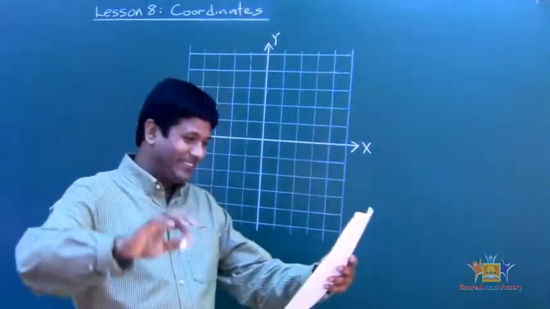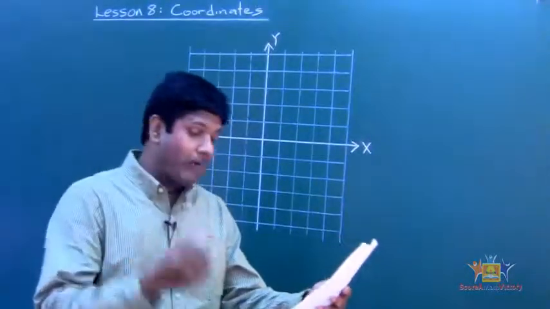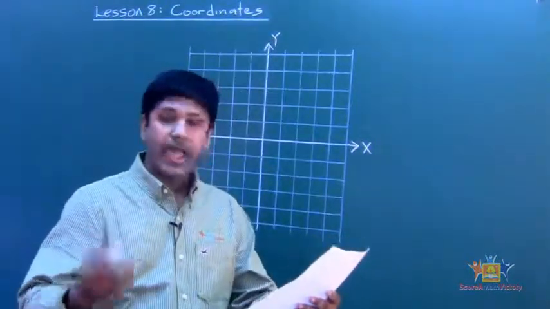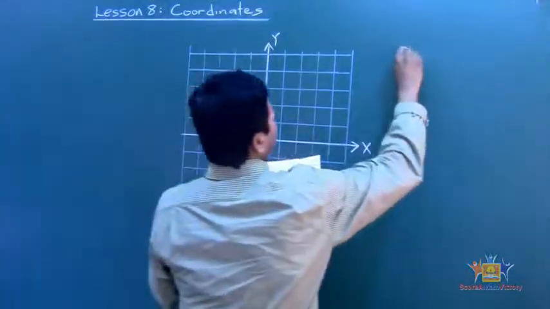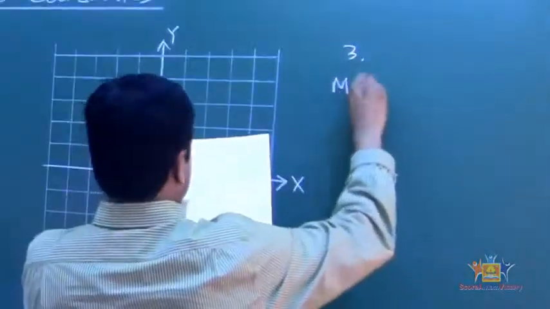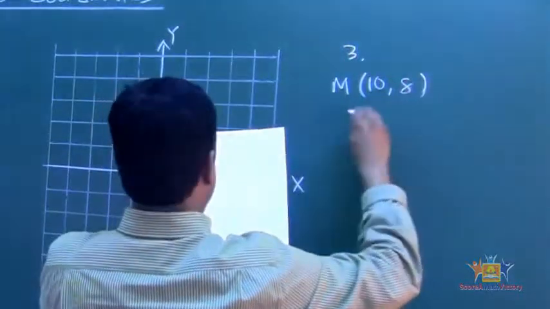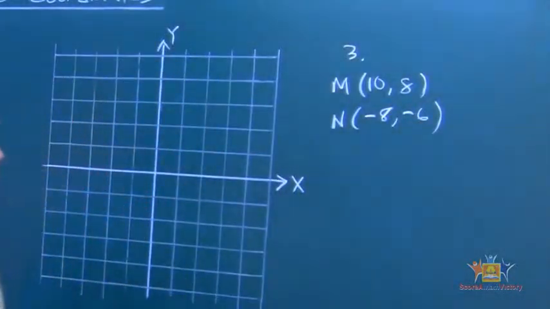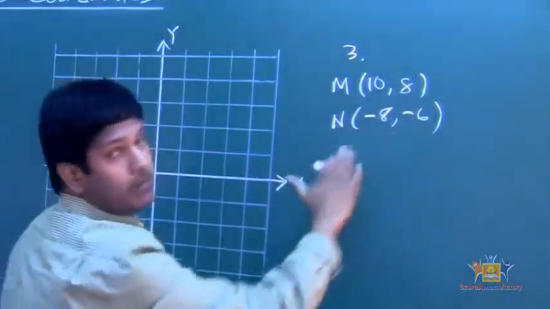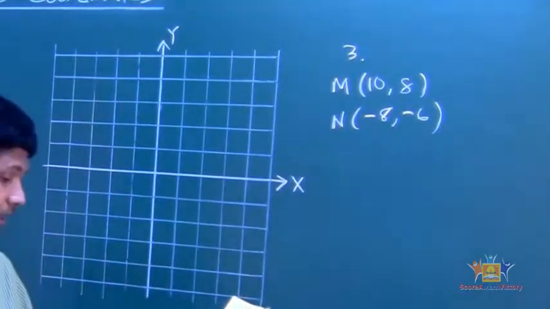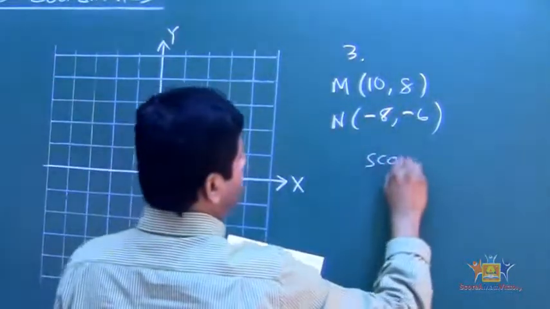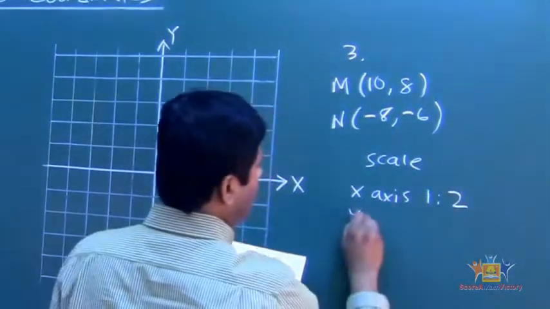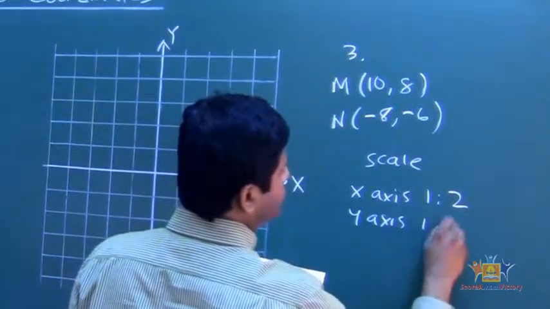Alright, my dear students, let's do problem number 3. Problem number 3 says, find the coordinate of the midpoint of M. Okay, let's write it down. You're given M (10, 8) and N (-8, -6). But look at that, the coordinates are big numbers. That's why they gave you a scale. Look at the scale they gave you. The scale is x-axis 1 to 2, y-axis 1 to 2.